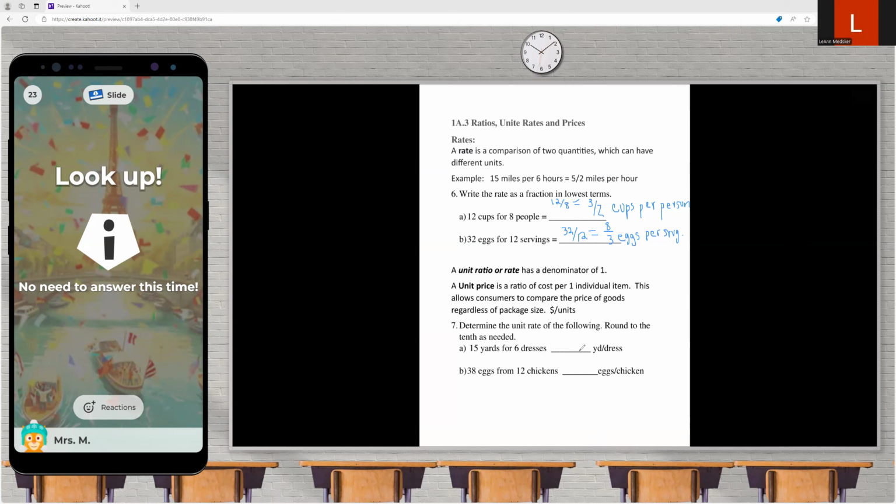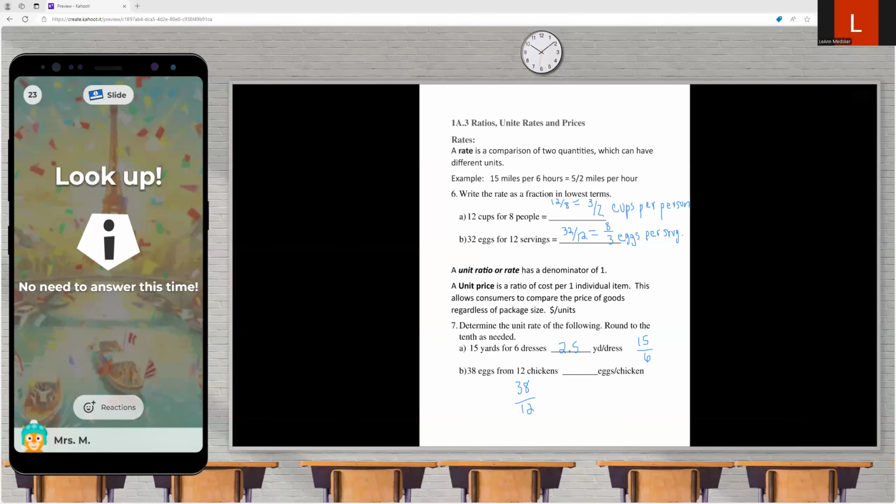So 15 yards for 6 dresses. So they're just doing unit rates without money this time. So yards per dresses, we do 15 divided by 6. So you're going to have to do that on your calculator. We're rounding to the nearest tenth according to our directions. So 15 divided by 6 is 2.5. That's already rounded to the nearest tenth because it's terminating. So this would be 2.5 yards needed per one dress. You don't say per one dress, but that's what that implies. And then the 38 eggs per 12 chickens.